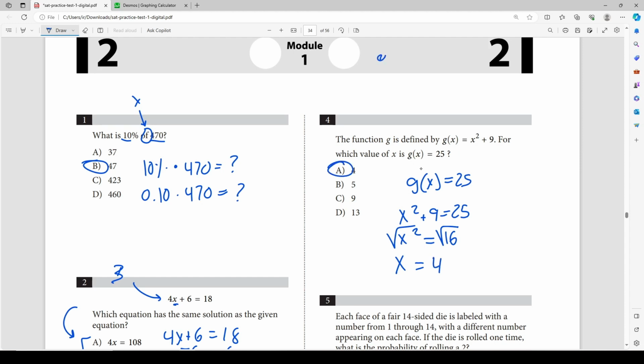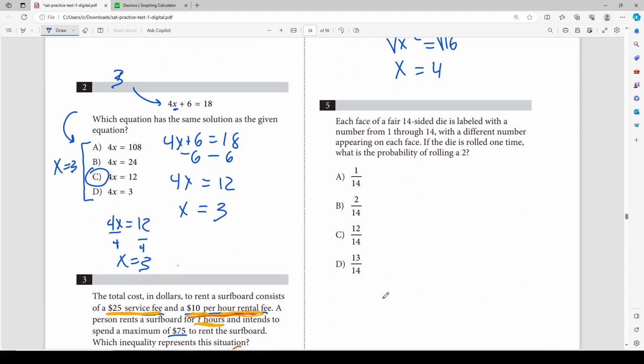If you get confused by this whole g of x notation, g of x is the same thing as saying y equals. So here, it's the same thing as saying y equals x squared plus 9. And it's the same thing as saying y equals 25 when x is equal to what? That's it, just solve for x.